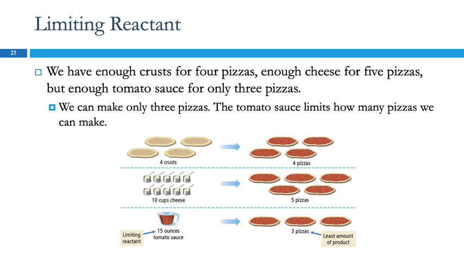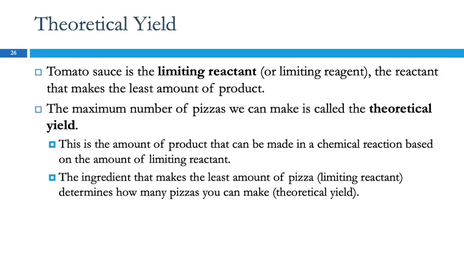So here it is in pictures. The 4 crusts will give us 4 pizzas. 10 cups will give us 5 pizzas. 15 ounces will give us 3 pizzas. So this is called the limiting reactant or limiting ingredient because it limits how much we can make. This is the least amount of product. That's how much we could make. Okay? So we say that the tomato sauce is the limiting reactant, limiting ingredient, limiting reagent.